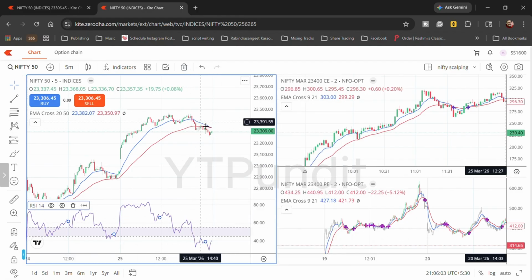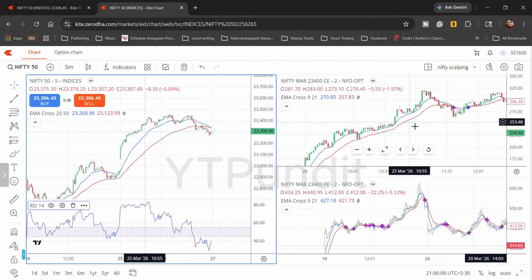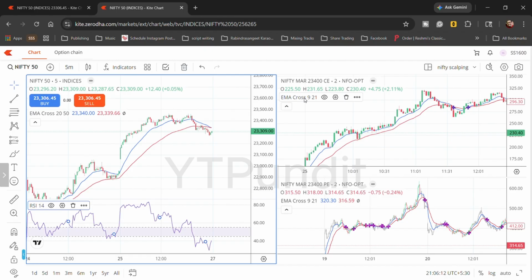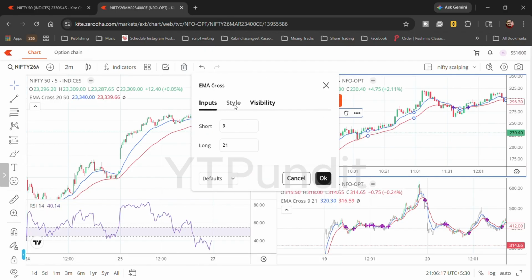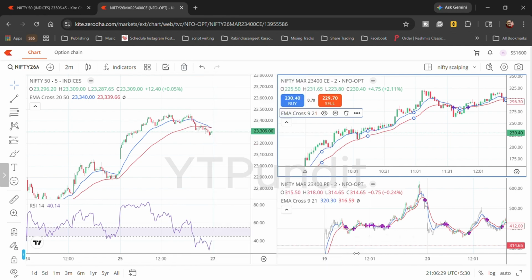Okay, so this is the main index window setup, and these two are the P. Upper one is C, lower one is P. Here we have only EMA cross 9 and 21. Style is for the short one 9, it is blue, and the long one red, and the crossover is purple. So in all the cases, the lower EMA is blue and the upper EMA is red.